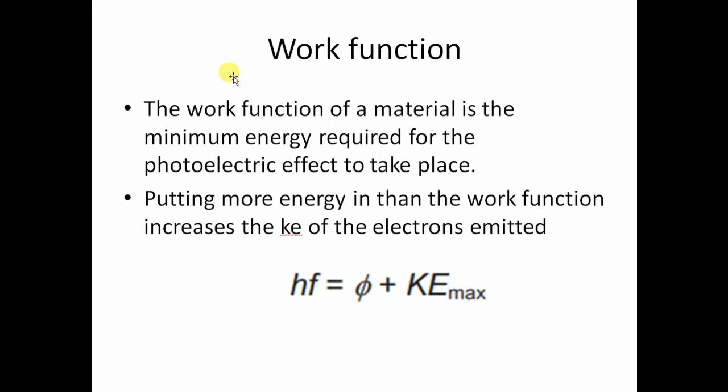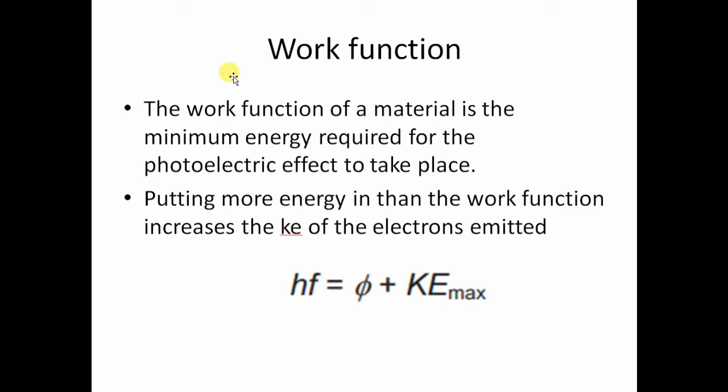Basically, what we can see is that if you're below the work function, no electrons will be emitted. If you're at the work function, electrons will be emitted, but with zero kinetic energy. If we then apply a greater amount of energy than the work function, electrons will be emitted with greater speed, greater velocity, greater kinetic energy, whatever you want to call it.